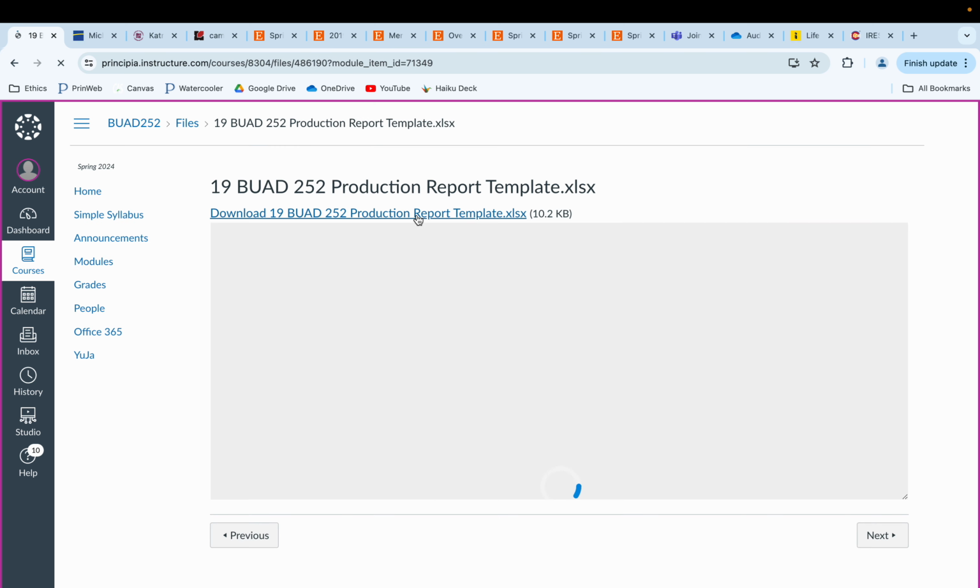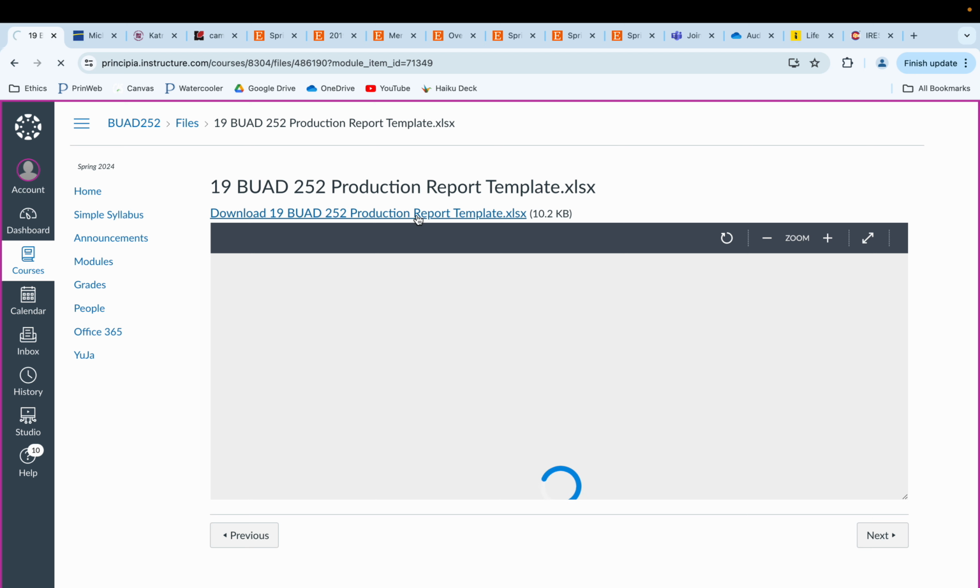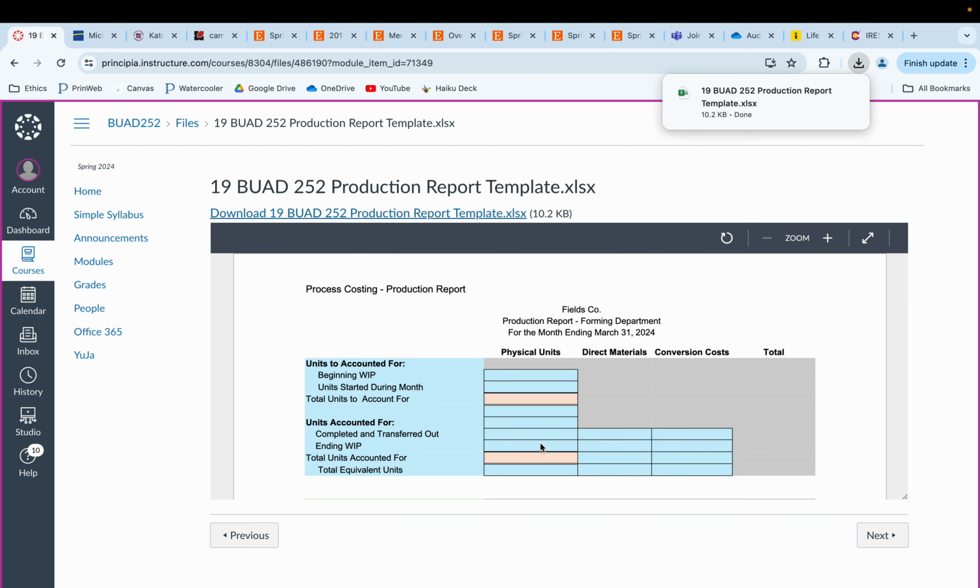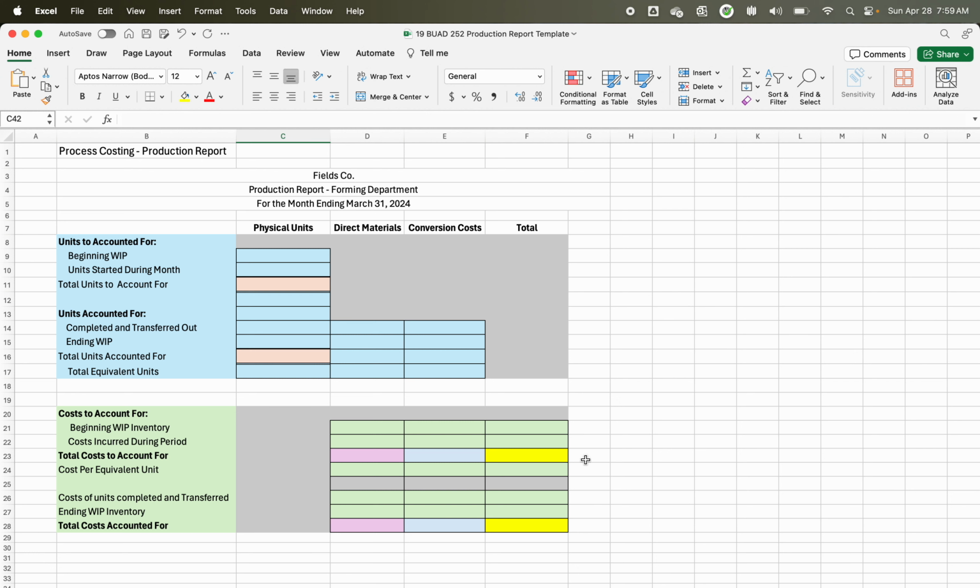Basically, there's a template, and the goal of this is in process costing. I'll open this up. So in process costing, we have a bunch of different departments in a company, and each department has work in process inventory moving through each department during the month. So we have raw materials come in, which are the direct materials. We have conversion costs, which are labor and overhead costs. We have those going into each department during the month.